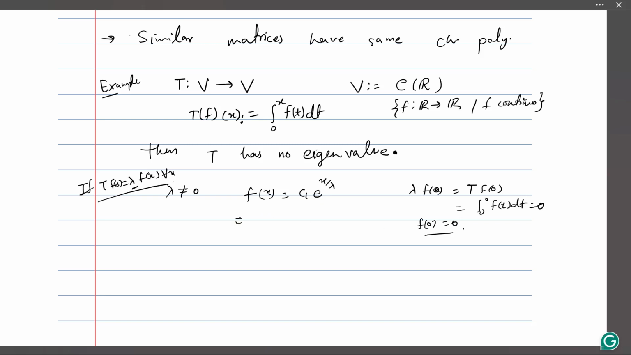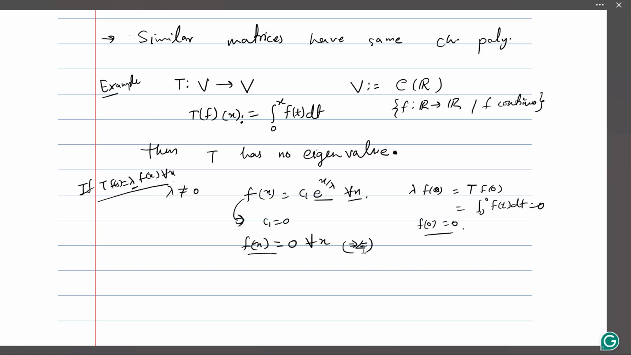But f(0) equal to 0 will imply from this equation that c1 itself is 0, because e power something is never 0. So it implies that f is completely 0, f(x) equals 0 for every x. So this is not an eigenvector. An eigenvector is defined to be a non-zero vector which satisfies Tf equal to lambda f, but here we are getting completely 0. So this was a contradiction in the first case.